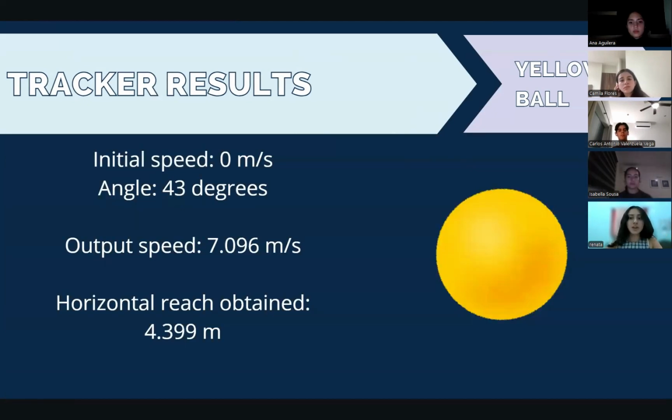And the initial speed of the first object, that was the yellow ball, when it was at rest, was 0 meters per second. The angle we used for the throw of the catapult was 43 degrees. And the output speed, which is the speed at which the ball went out of the catapult, was 7.096 meters per second. The horizontal reach that we obtained, which means the distance that the ball traveled horizontally, was 4.399 meters, which is 4.4 meters.